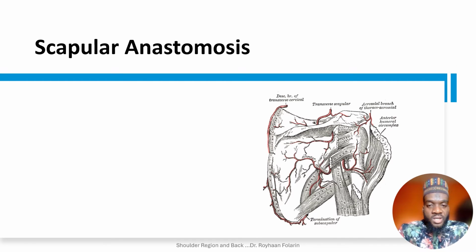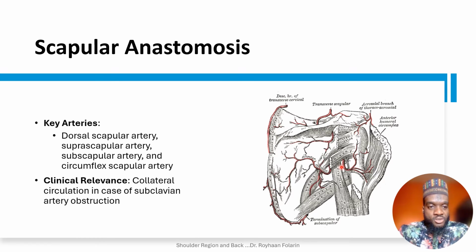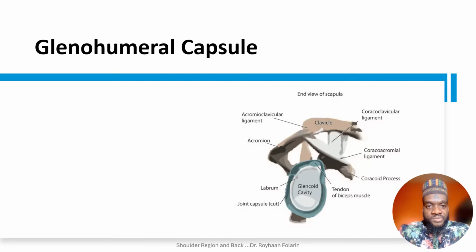So the scapula has a number of anastomoses comprising major arteries like the dorsal scapular artery, the suprascapular artery, the subscapular artery, and the circumflex scapular artery. So all of these arteries contribute towards the anastomosis, and they help to ensure a collateral circulation whenever it so happens that the subclavian artery is obstructed.